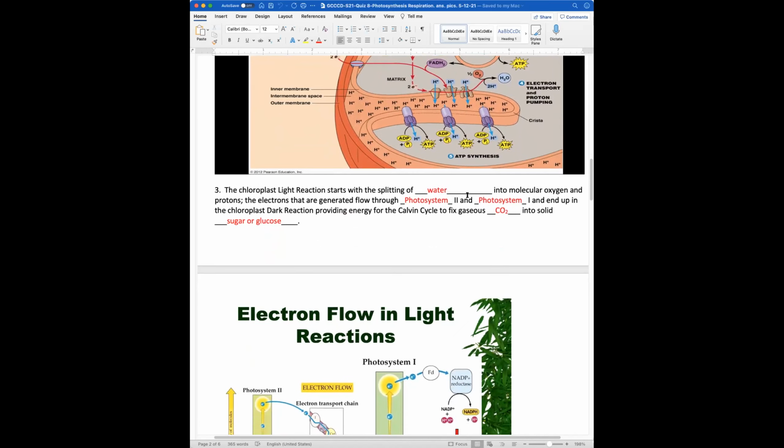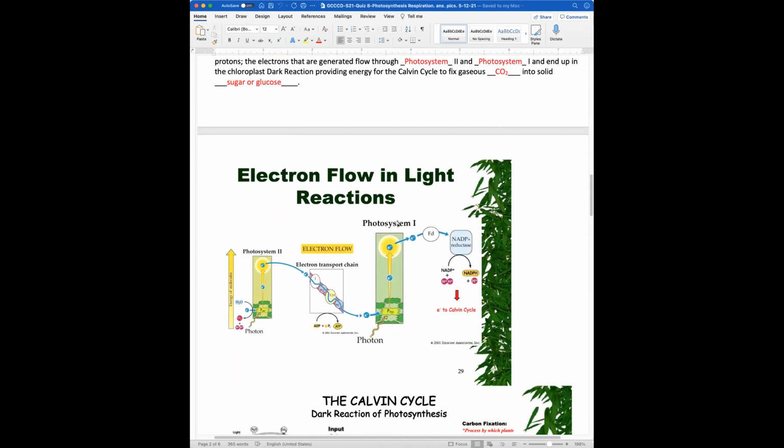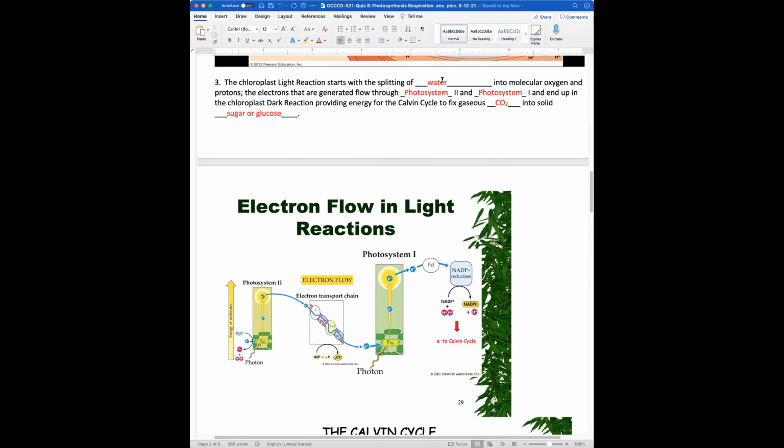The next one, chloroplast light reaction, starts with the splitting of water. And that's shown in this slide with the electron flow and light reactions. A photon causes water to split into molecular oxygen and protons, and that excites electrons. So the first blank is water.